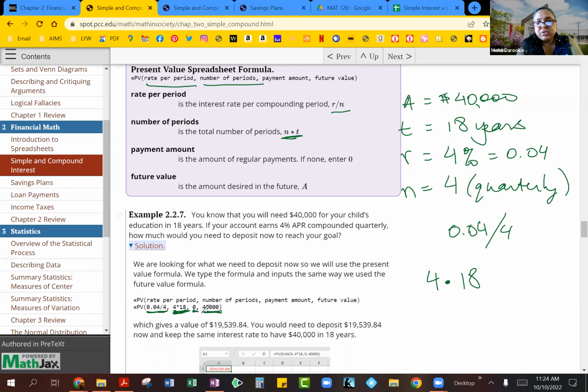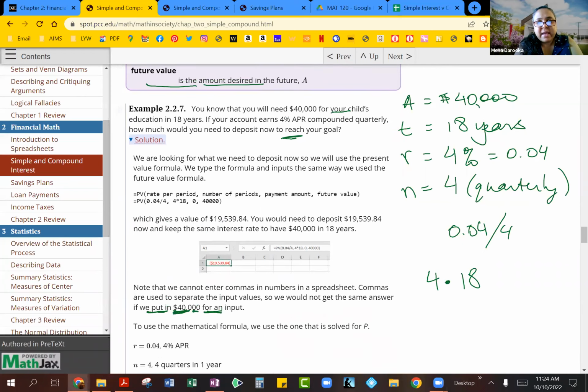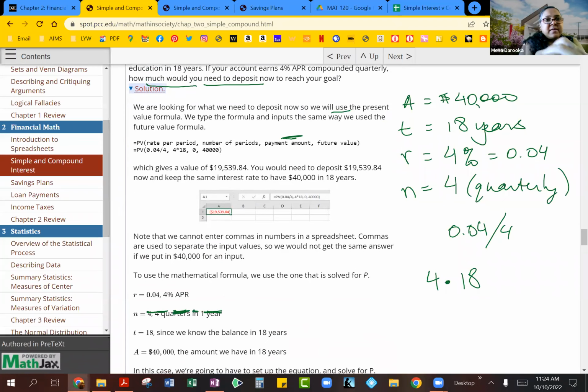So literally just throw all of that into the present value formula, and then it will tell you how much you should deposit today, so that 18 years later, we will have $40,000 in the bank account. And as you can see, that present value, once we do the calculation, comes out to be $19,000.